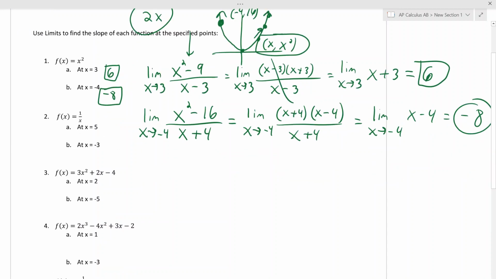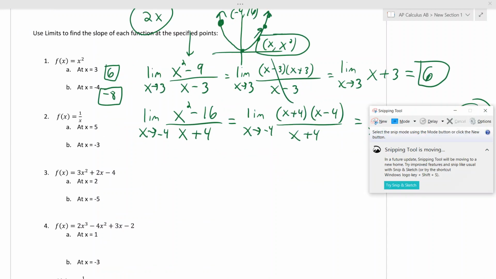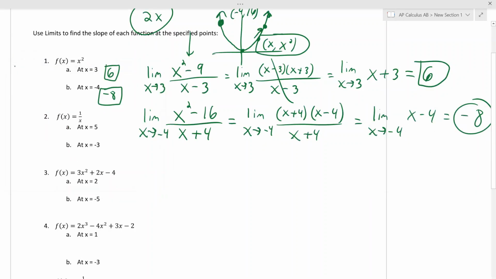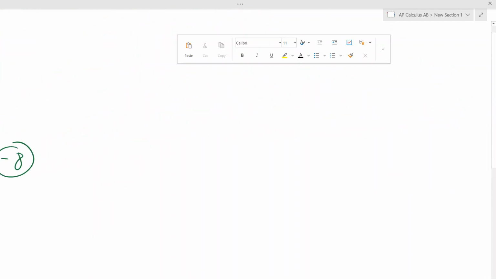All right. So I'm going to speed this up a little. Snag that right there and just come over here so I got some room to work.